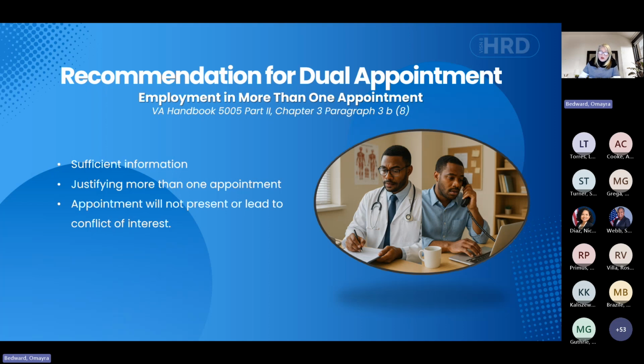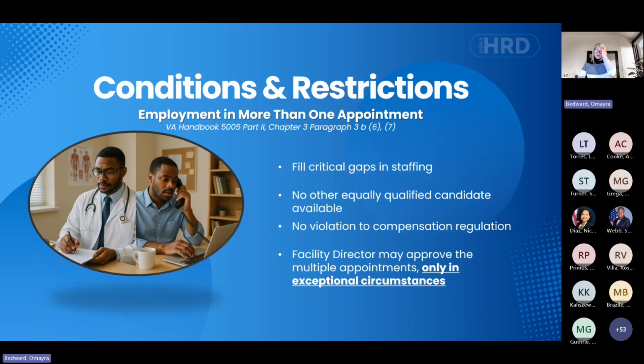It's very important that you make the director aware of what he is signing, okay? It has to be justified. It has to make sure that it includes the reasons why this is so needed and why we're not going to recruit a regular full-time, part-time, or intermittent, which is what is supposed to happen when there's a vacancy. Okay, all right. We're going to cover now the conditions and restrictions.